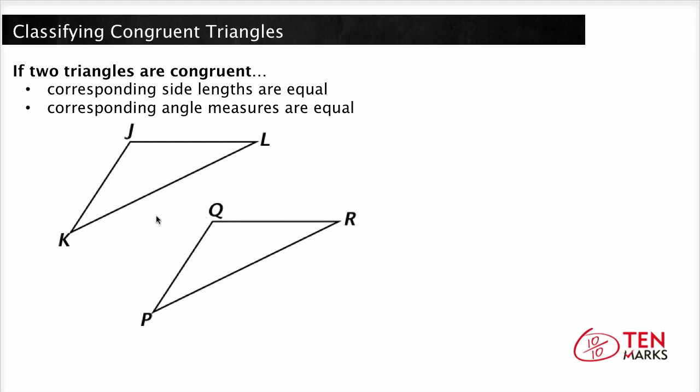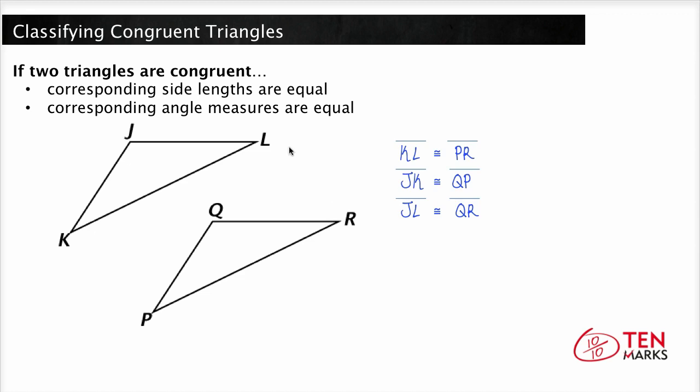Since these two triangles are congruent, you know that their corresponding sides and angles are congruent. Corresponding sides have the same relative position in the two triangles. So knowing this, the following sides are going to be congruent. Line KL is congruent to line PR, line JK is congruent to line QP, and line JL is congruent to line QR. The same thing goes for the angles as well.